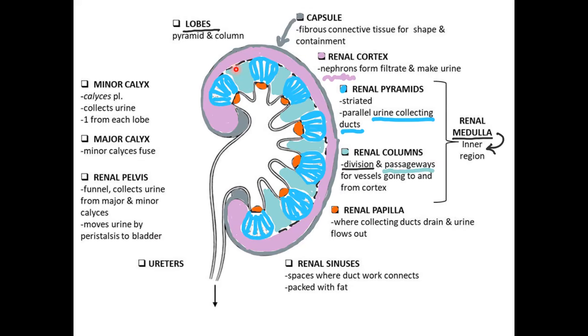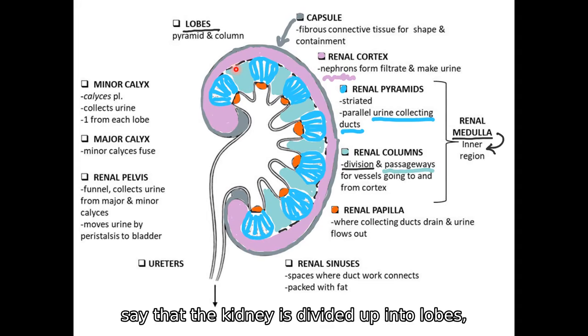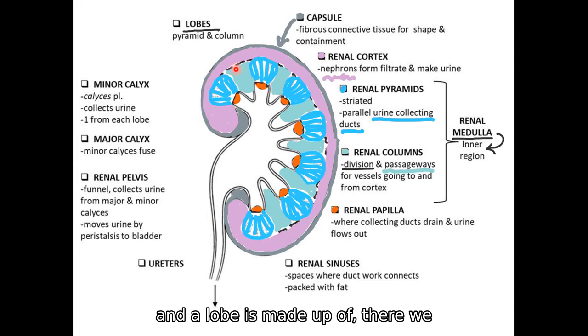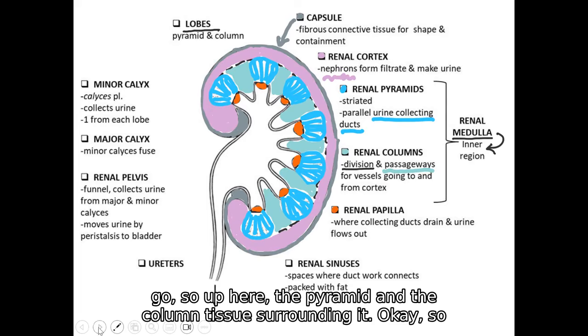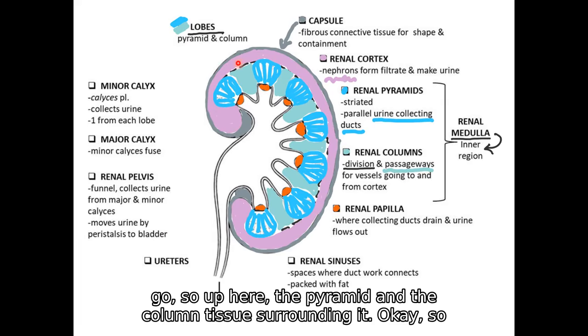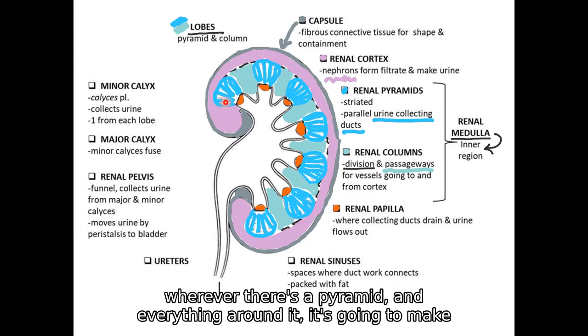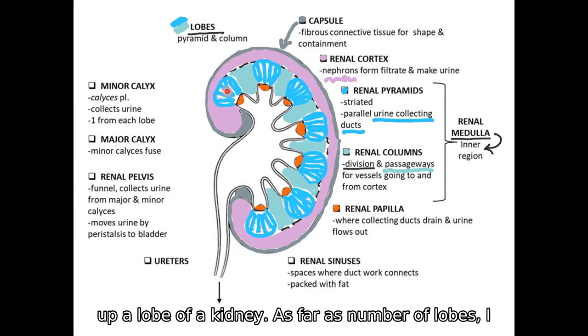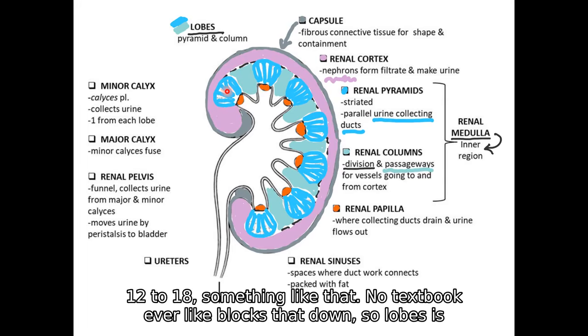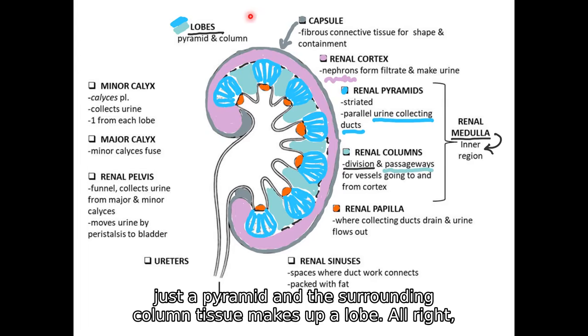All right. So when you read about the kidney, they say that the kidney is divided up into lobes. And a lobe is made up of the pyramid and the column tissue surrounding it. So wherever there's a pyramid and everything around it, that makes up a lobe of a kidney. As far as the number of lobes, I read all different numbers, 12 to 18, something like that. No textbook ever locks that down. So a lobe is just a pyramid and the surrounding column tissue.